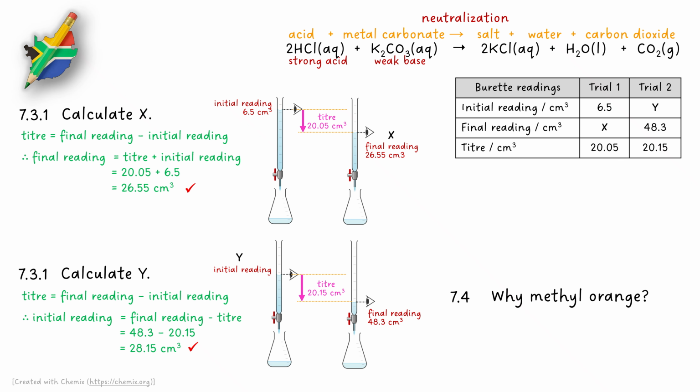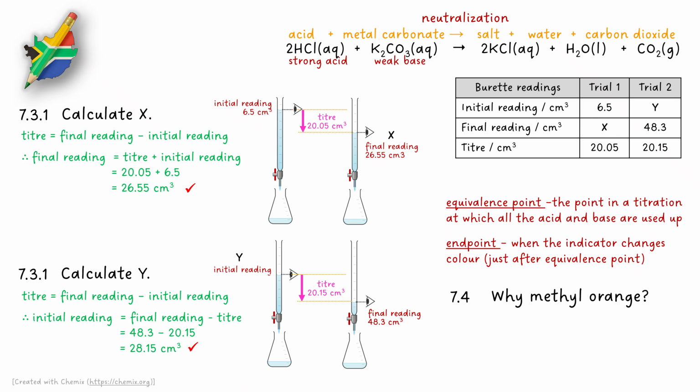We are then asked why methyl orange is chosen as an indicator. First, we need to know what equivalence point is. It is the point in a titration at which all the acid and base are used up. An indicator changes color just after equivalence point, at the end point, and the color change tells us the reaction is over. Different indicators change color in different pH ranges.